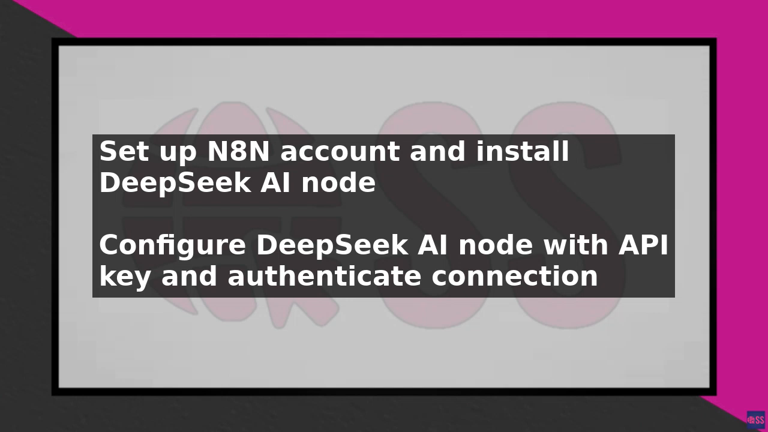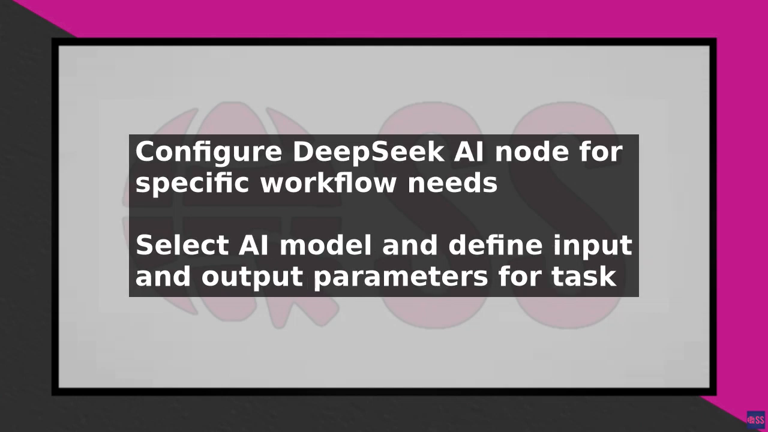Step 3: Integrating the AI agent. To take your workflow to the next level, you can integrate an AI agent into your N8N workflow. The AI agent can be used to make decisions based on the output of the DeepSeek AI node, allowing you to automate more complex tasks. For example, you can use the AI agent to route data to different paths based on the output of the DeepSeek AI node.